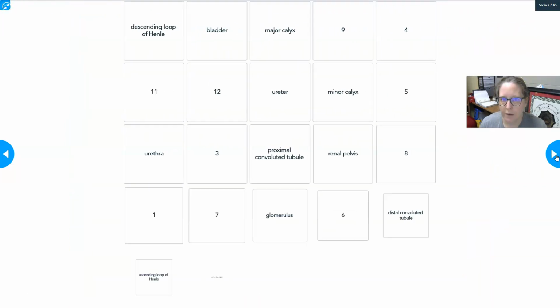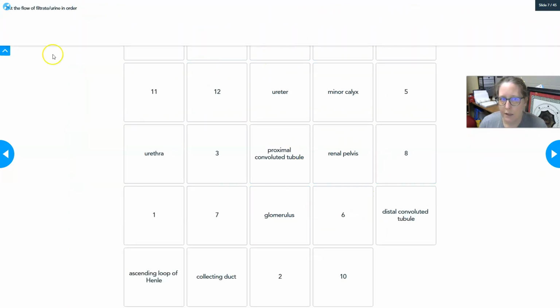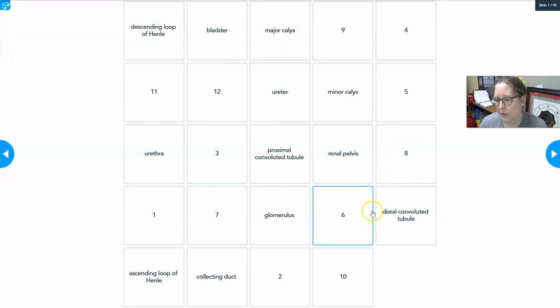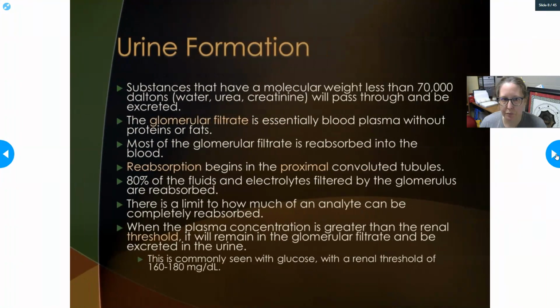You cannot do anything to it once it leaves the collecting duct and flows basically down the ureters out of the body. All right, so this little game here for those in class, they're going to number the path of urine as it's being created and on its way out of the body. So let's talk a little bit more about urine formation.